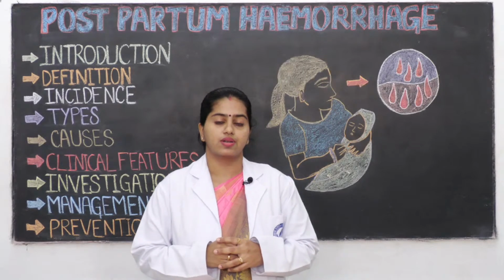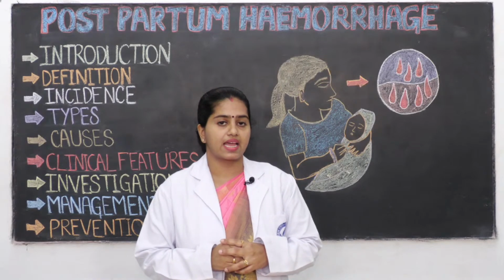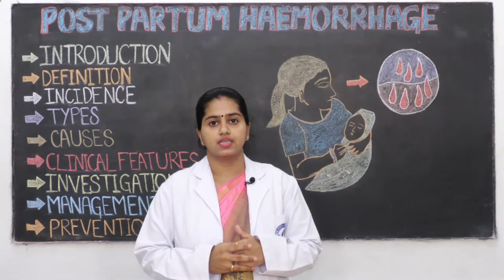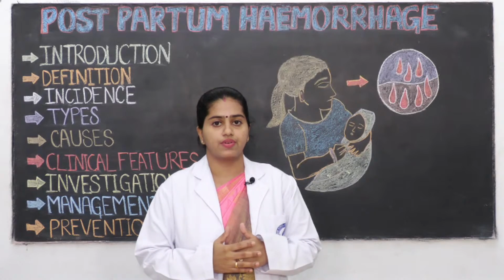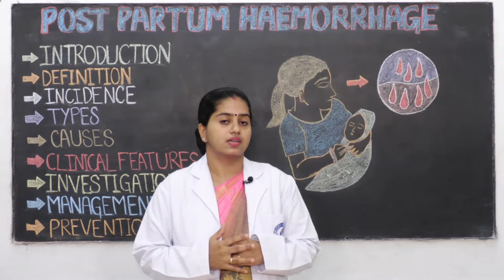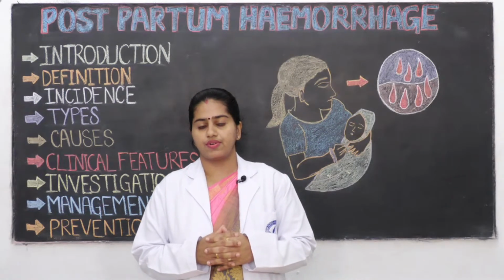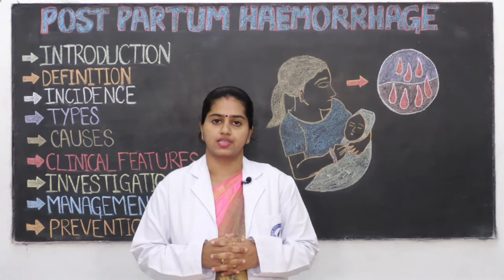The main causes of atonicity: the first one is grand multipara. If the woman has had many childbirths, the uterus during the third stage of labor contracts less, with loss of contraction or retraction of the muscle fibers, which leads to postpartum hemorrhage.